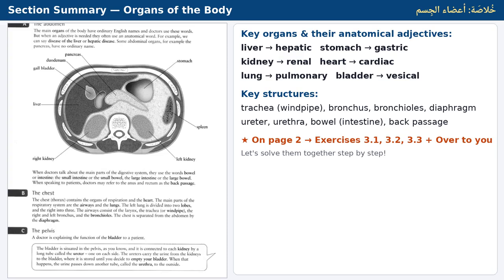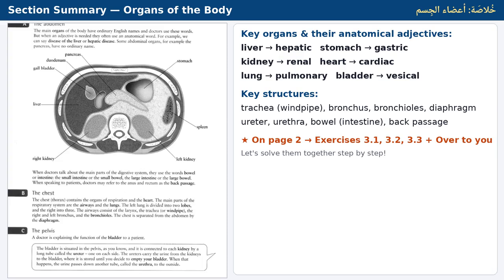From section B, the chest. The chest contains the heart, cardiac is the adjective. The lungs, pulmonary is the adjective. The left lung has 2 lobes, the right lung has 3 lobes. The airways: larynx, trachea or windpipe, bronchus, bronchioles, and the diaphragm separates the chest from the abdomen.